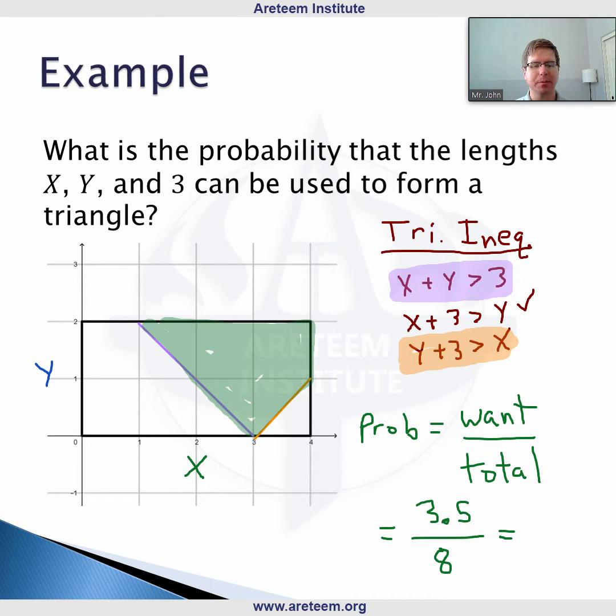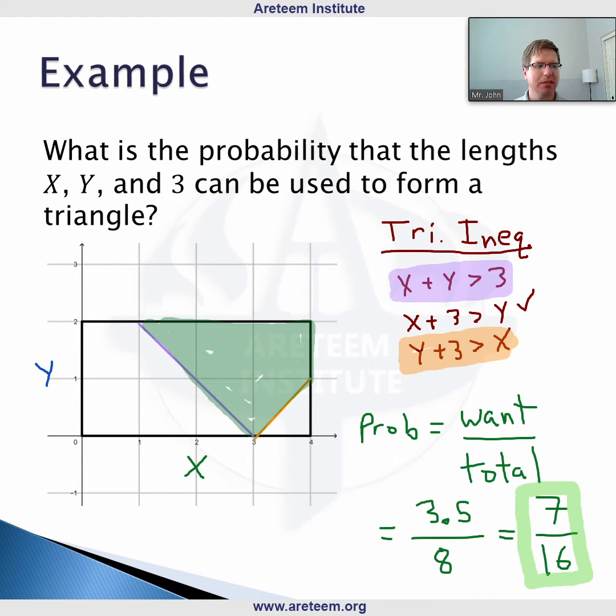So if we wanted to simplify this as a final answer, we would have 7 over 16. There's a little less than a half chance that we can form a triangle with these 3 lengths: 2 of them randomly chosen, and then the length of 3 at the end.